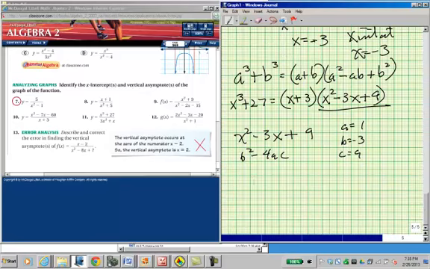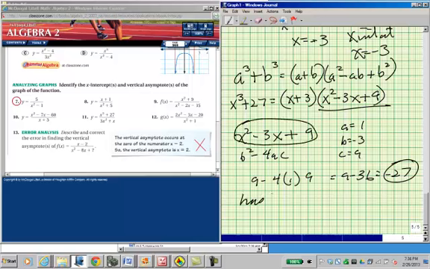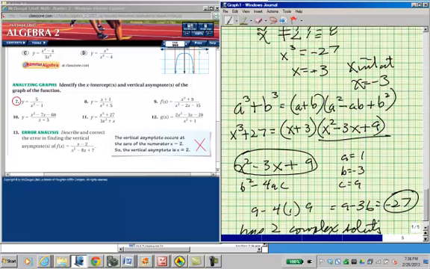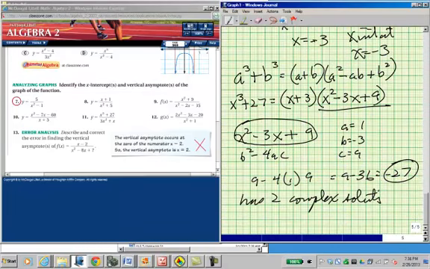So b squared is 9, minus 4 times 1 times 9. That equals 9 minus 36, so that equals negative 27. All right, so b squared minus 4ac is negative. That means this quadratic has two complex solutions. If b squared minus 4ac was positive, it would have two real solutions. And if it was 0, it would have one real solution. So there is only one x-intercept at x equals negative 3.